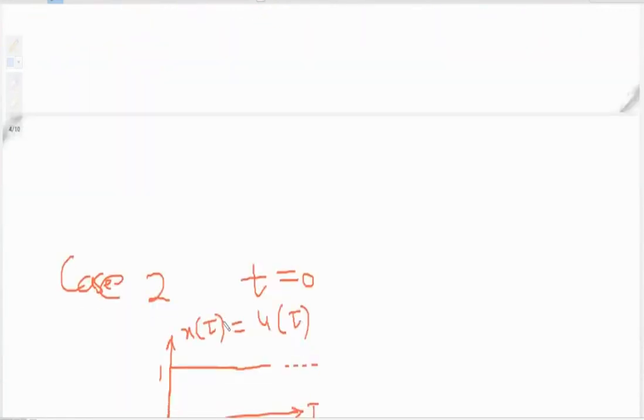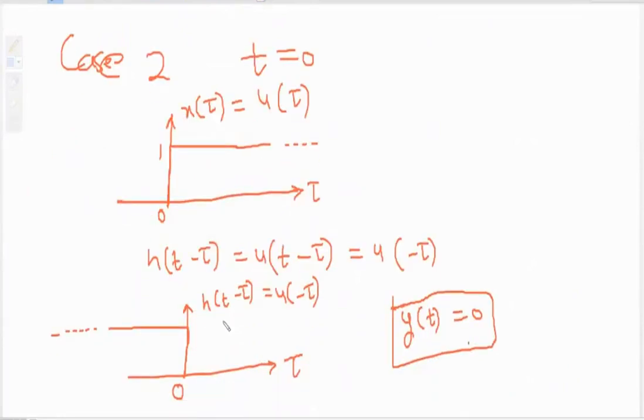Case 2, t equal to 0. Then x of tau is fixed. In all three cases, the x of tau sketch will be fixed because we are taking the cases with respect to t, and in x of tau there is no t. That's why the x of tau sketch will be fixed in all three cases. The only variation will be in h of t minus tau, where t is there, because we are varying t in all three cases.